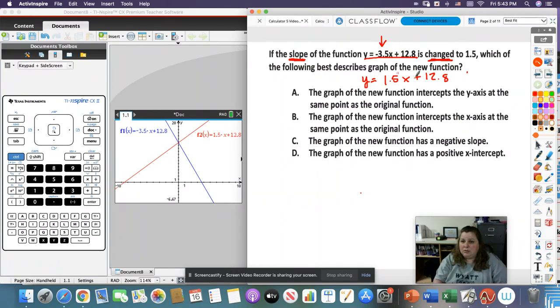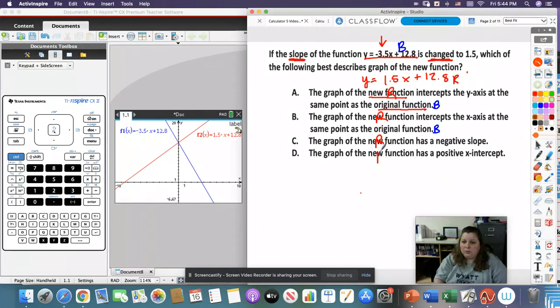Okay, so here's the original, here's the new equation, and down here it actually calls it the new function and original function. So I've already typed them in the calculator. The first one is the blue one. Okay, and the second one is the red one. So the original one is the blue one. So every time I see original, that's blue. And the new function is the red one. So that's the red.